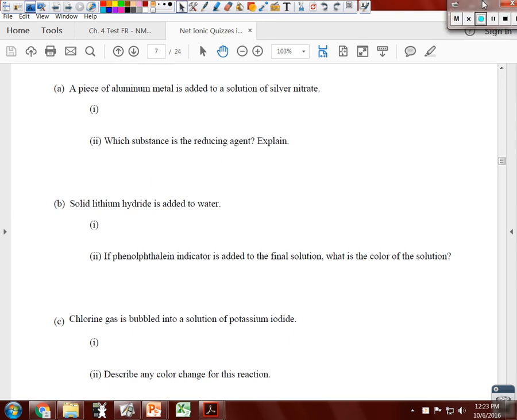All right. So, a piece of aluminum metal. So let's start there. What state of matter is that? Solid. So let's leave it. Okay? So I've got Al is added to a solution of silver nitrate. So as soon as you see solution, you can think ions. Can I get rid of anything? Nitrate, very good. So I've got Ag+.